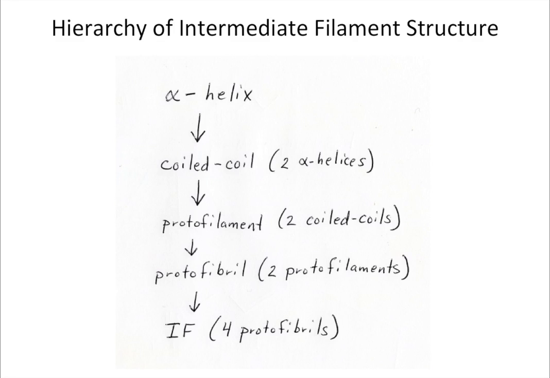If you take two coils and associate those together, you get a protofilament. Then if you take two protofilaments and associate those together, you end up with a protofibril. And then if you take four protofibrils associated together, you get an intermediate filament.